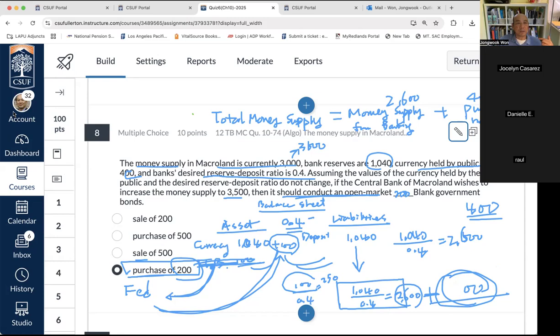This is what? This is 400, right? Public holdings 400. Okay, so public 400 is to become 3,000, but they want to make it 3,500. So the Federal Reserve cannot touch people's money. They have to touch banks' money. Okay, banks' money. So if 1,040 deposit becomes 2,600, right?